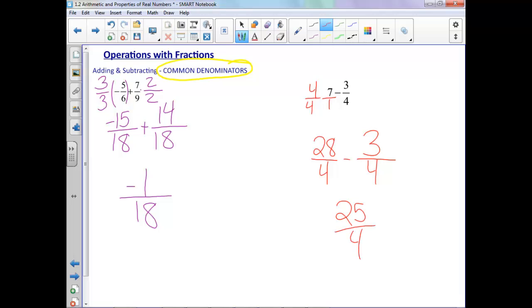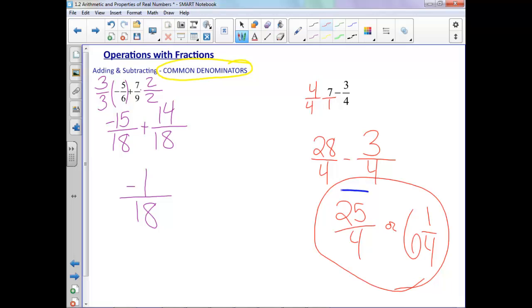If you wanted to change this to a mixed number and get 6 1/4, you can. To me, I don't care which one you use. However, I typically tend to leave it as improper, because it's fewer steps to make a mistake.